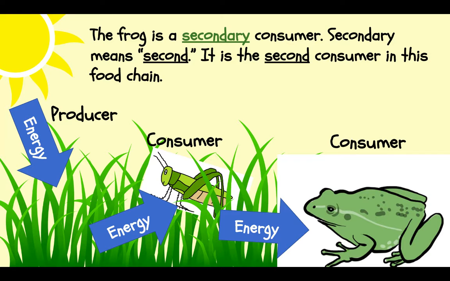Who eats the grasshopper? That is our second consumer. So the frog would be a secondary consumer. It's the second one who consumed. That does not mean that it's the second one in the food chain. The frog is the second consumer. Okay, so the producer's the grass, consumer 1 is the grasshopper, consumer 2 is the frog.